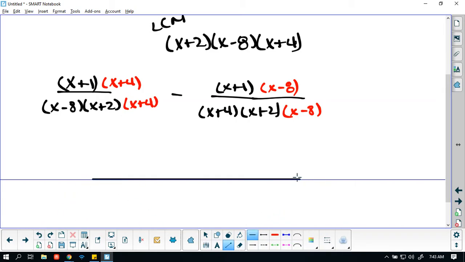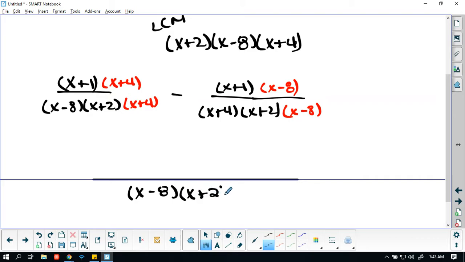I can now focus on the numerator. So we're no longer focusing on that denominator. We're going to focus on the numerator. x plus 1 times x plus 4: x times x is x squared, 1 plus 4 is 5x, 1 times 4 is 4. Minus, I'm going to put this one in parentheses because again, like I said at the very beginning, we have to distribute that negative to the second polynomial.